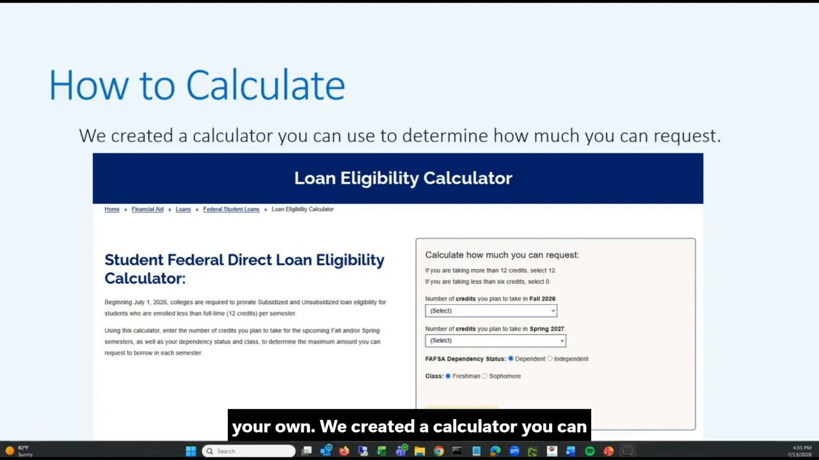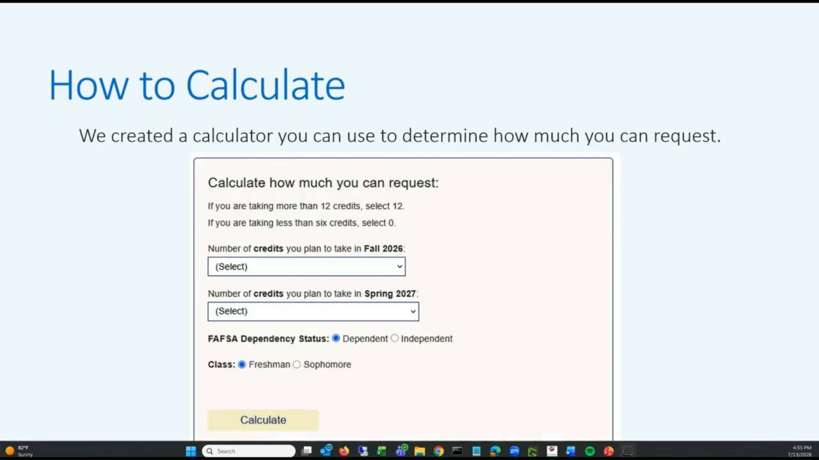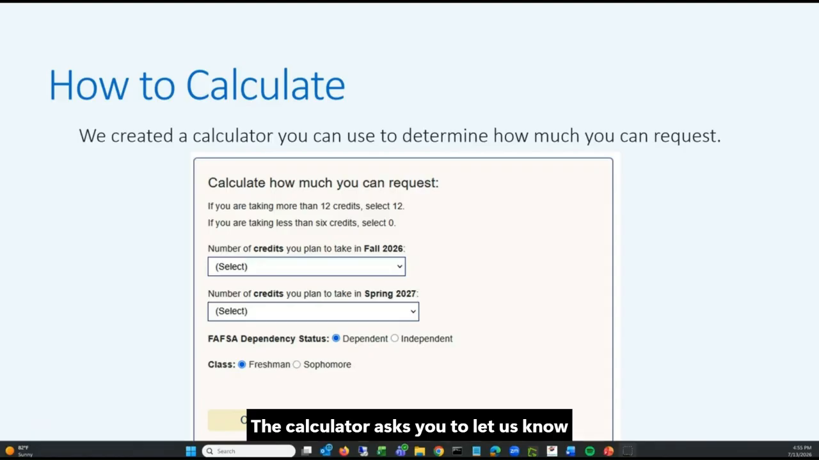We created a calculator you can use to determine how much you can request. There's a link to it on the Blue Ridge Financial Aid website under student loans, as well as from the student loan request form. The calculator asks you to let us know how many credits you plan to take each semester, as well as whether you're a dependent or independent, and whether you're a freshman or sophomore student.